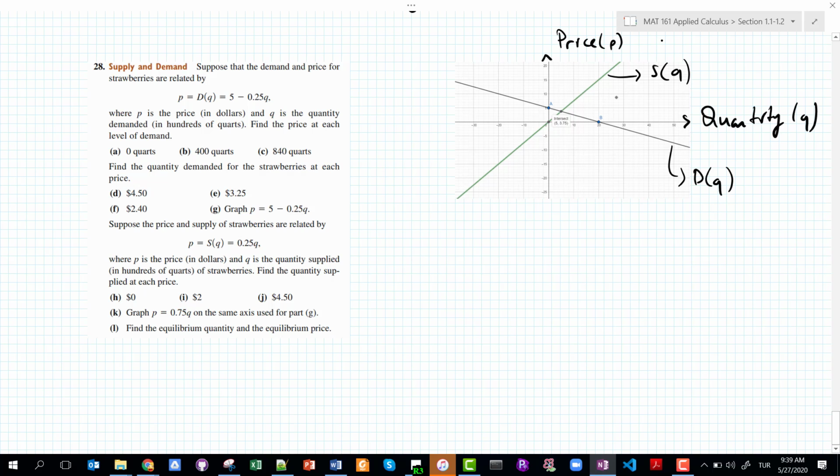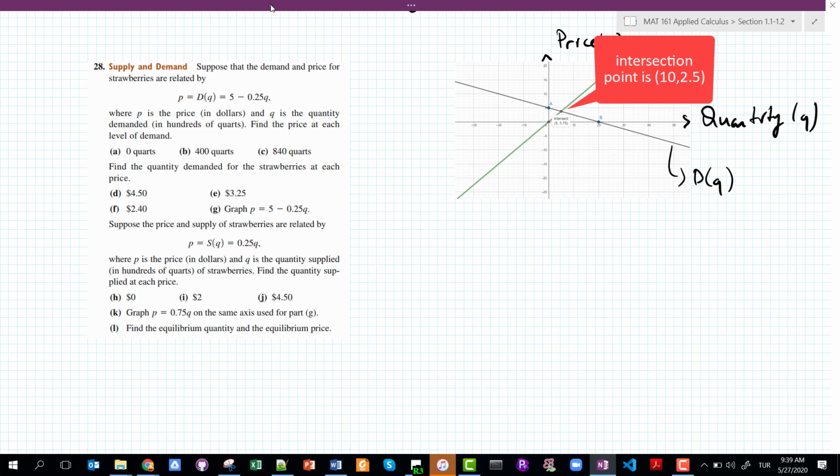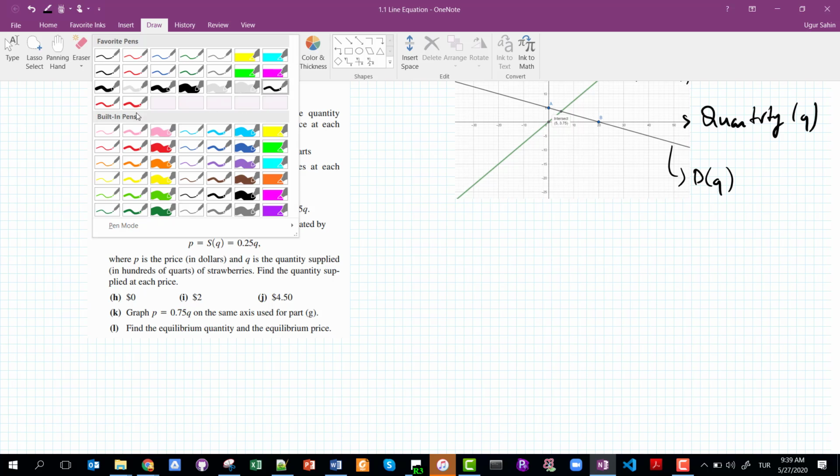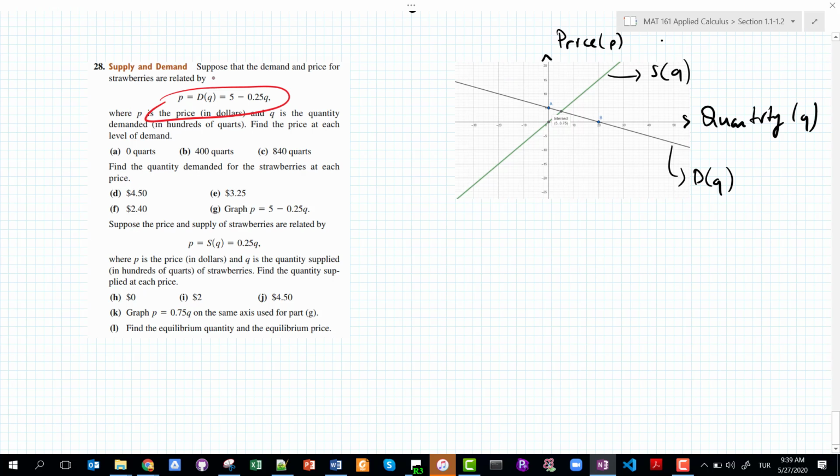Let's solve an example, which I took from our book, guys. It says, suppose the demand and price for strawberries are related by the function. Okay, this is my demand function. I will draw this function in the plane, following the techniques I have learned.